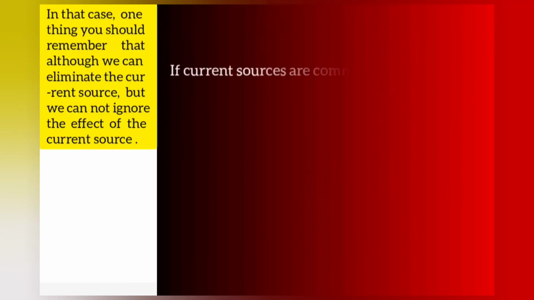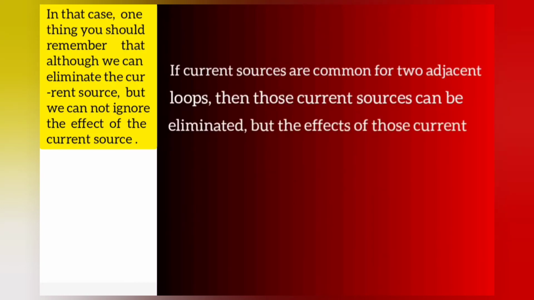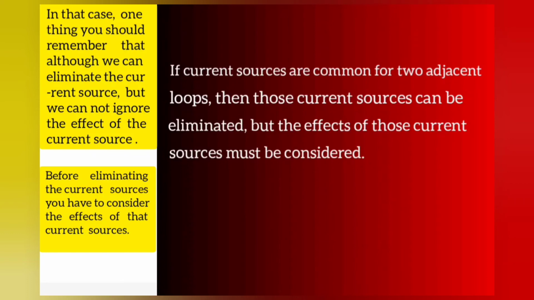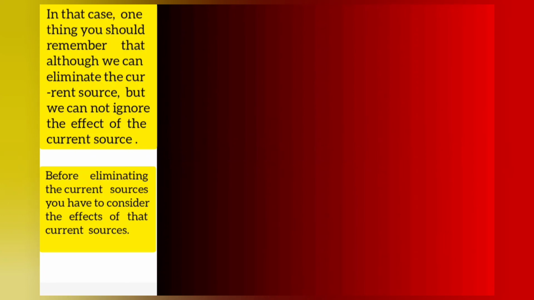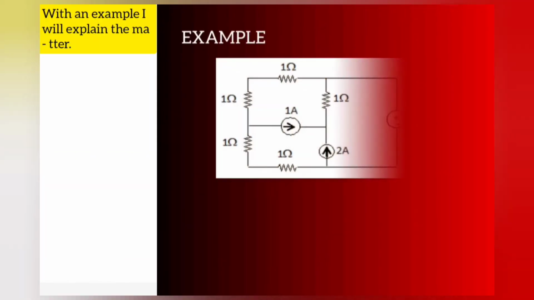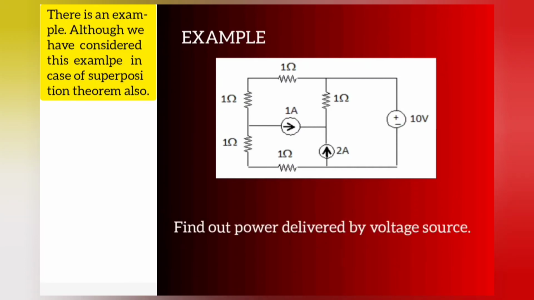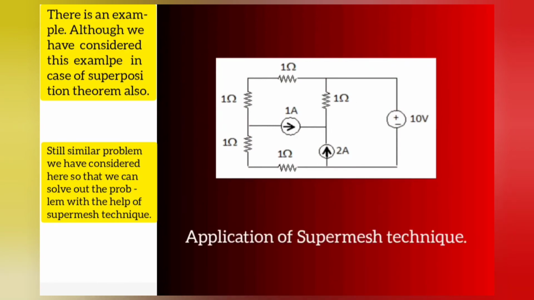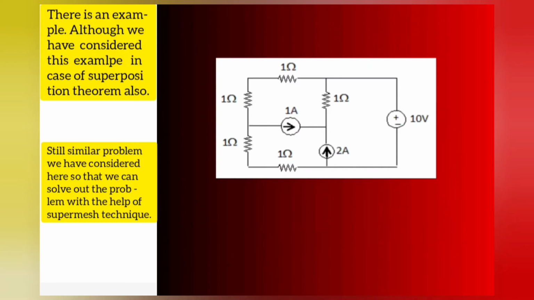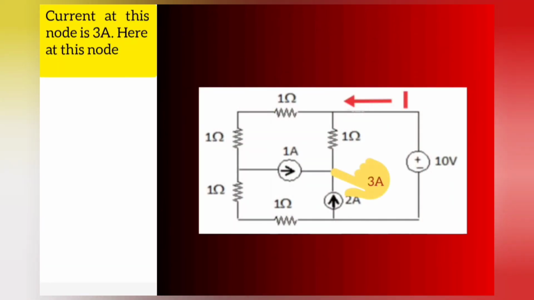One thing you should remember is that although we can eliminate the current source, we cannot ignore its effect. Before eliminating the current sources, you have to consider their effects. With an example, I will explain the matter. We considered this example in the superposition theorem also. Still, a similar problem is considered here so that we can solve it with the help of the supermesh technique. The current at this node is 3 ampere.